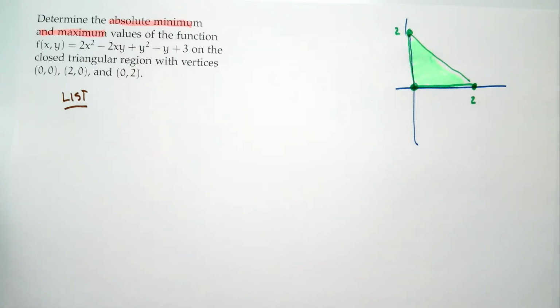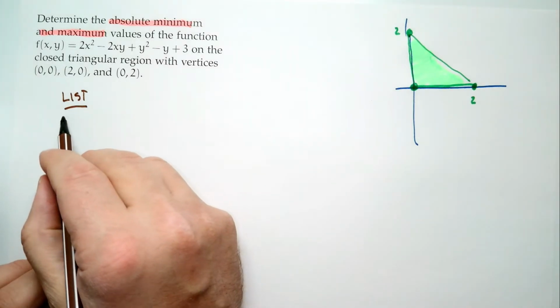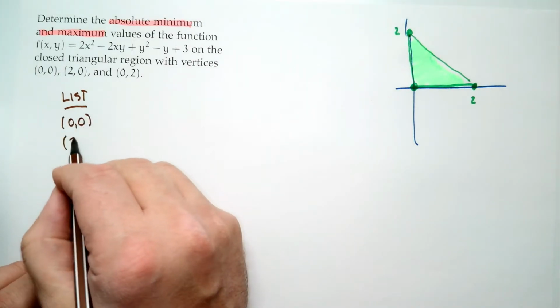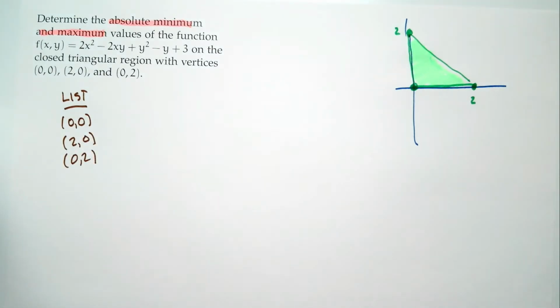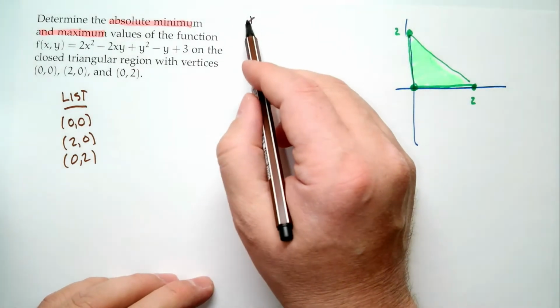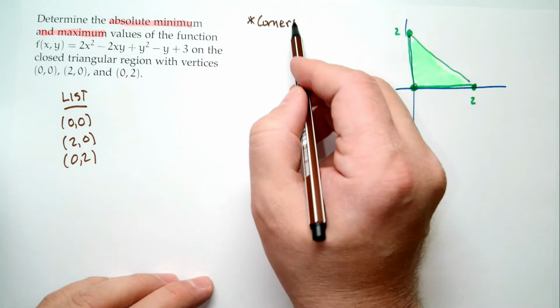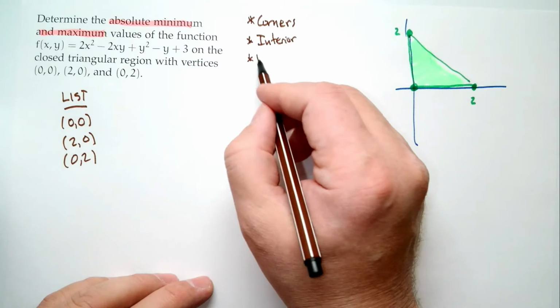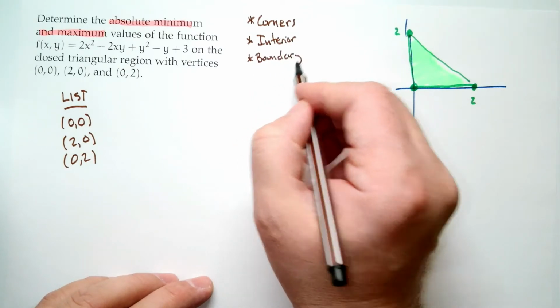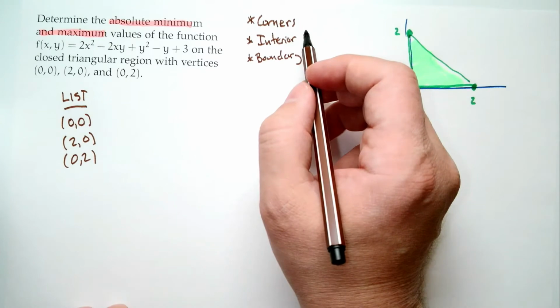Now the list, remember, that's where things could occur. And so to start off, you always start throwing into your list things which are easy. The easy things are the corners. So you add the corners to your list: (0, 0), (2, 0), (0, 2). Good. Corners are done. Now, after you get your corners out of your way, where do you look? We should make a list of our list. Corners, interior, and boundary. I like to go in this order because corners are trivial, but you always want to make sure you have them.